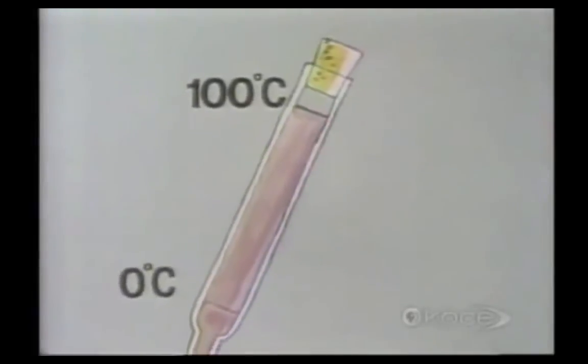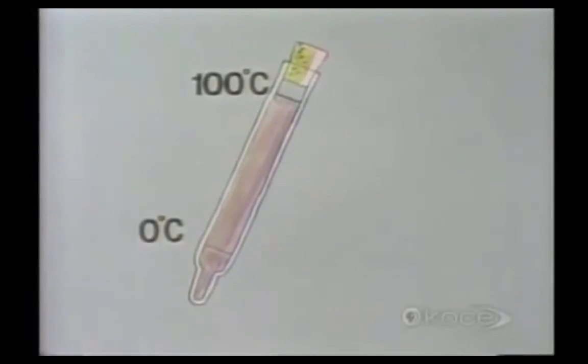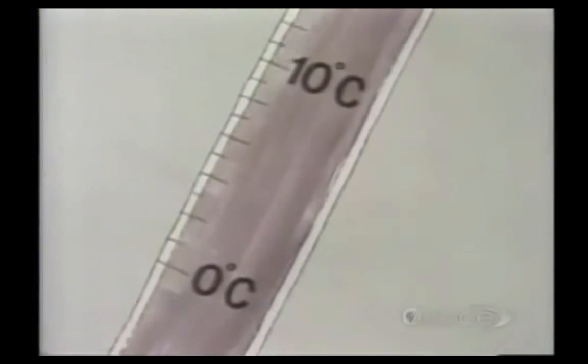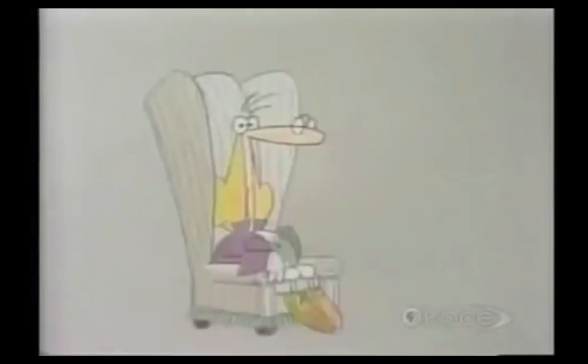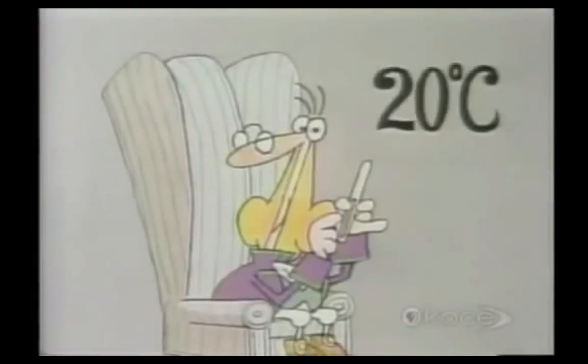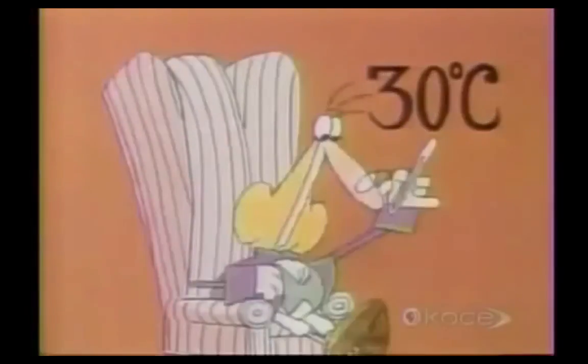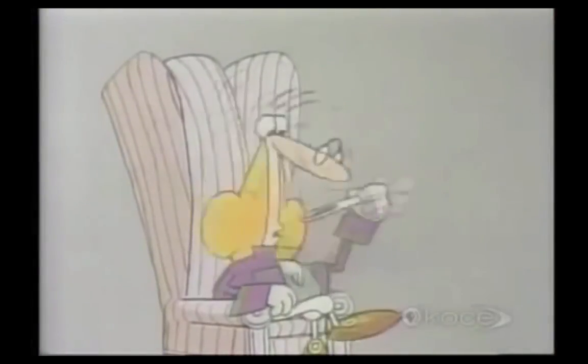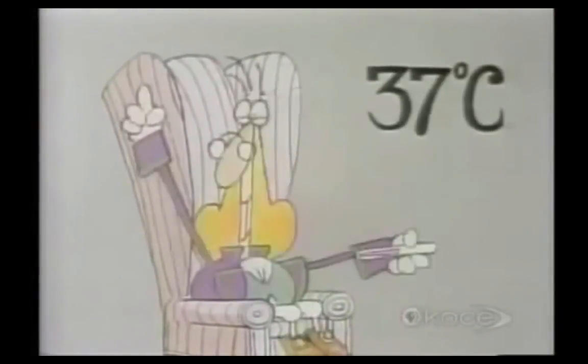Now he had a means of measuring the relative speeds of molecules. In other words, the relative temperature or degree of hotness of things. Comfortable room temperature is 20 degrees. But 30 degrees is a bit too hot. And minus 20 degrees is much too cold. Celsius could even take his own temperature and find it to be about 37 degrees.